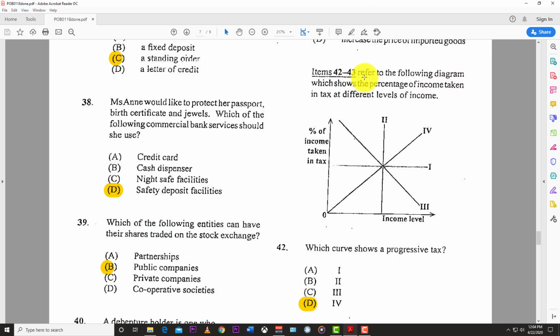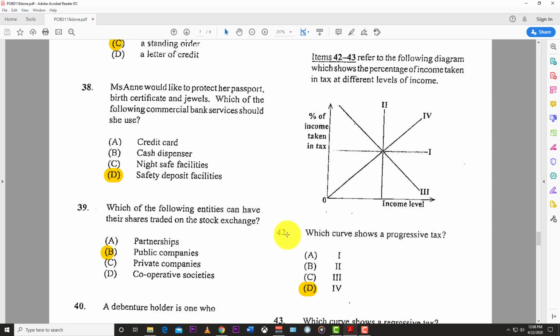Item 42, 43 refers to the following diagram, which shows the percentage of income taken in tax at different levels of income. And 42, which curve shows a progressive tax system? The best answer here is D, for this curve, because it depicts what is a progressive tax. A progressive tax is a tax where as your income rises, you pay more taxes. You can see here, as the income is rising, you're paying more and more taxes. So that's D, number 4.